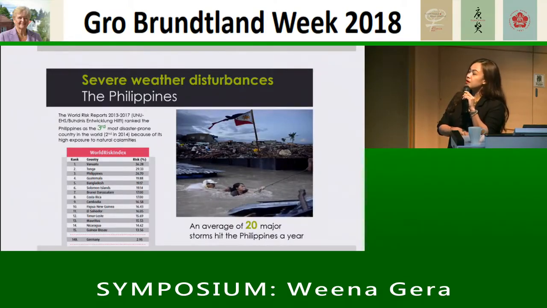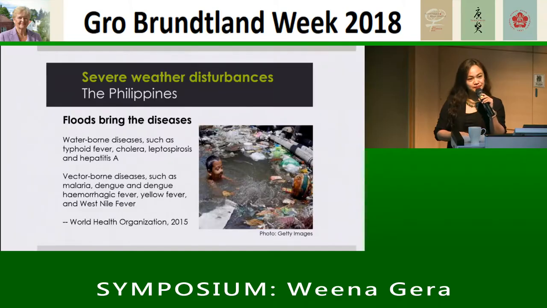And the most vulnerable countries are often the poorer countries. They are the most at risk in terms of these disaster incidents. The Philippines is always ranked number 3 in the World Risk Report, and my country has an average of 20 major storms every year. So that's really not a very happy story. And floods bring disease, like cholera, leptospirosis, hepatitis A, and vector-borne diseases as well because of mosquitoes.